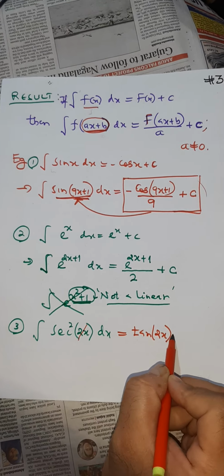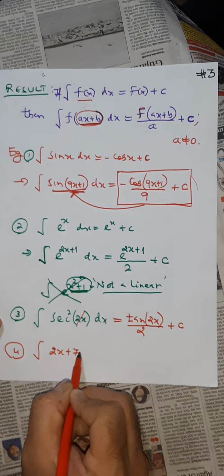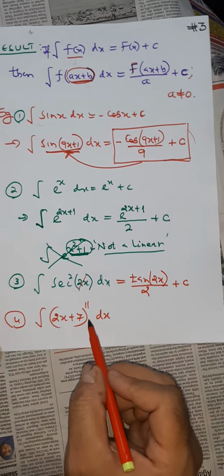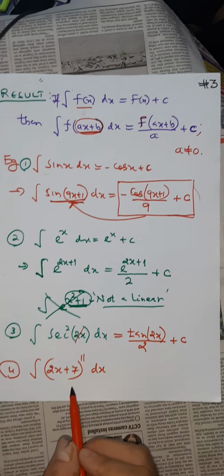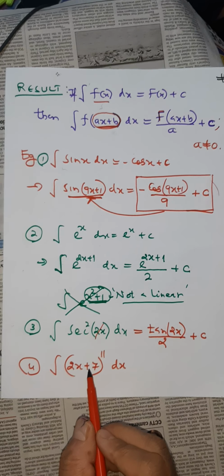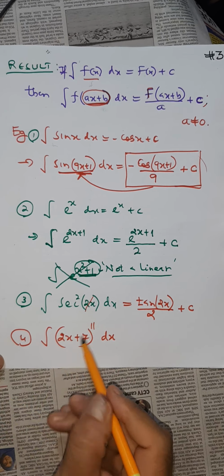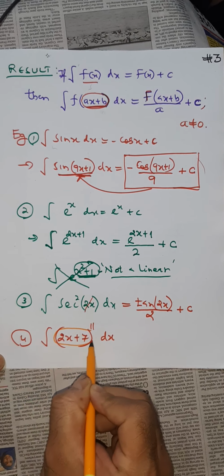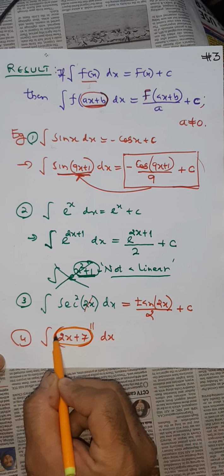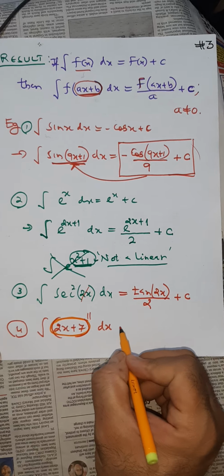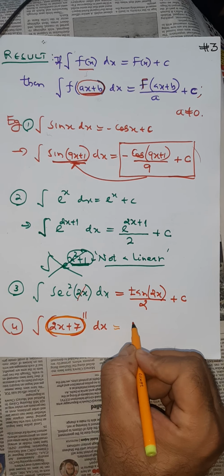Suppose I want to integrate 2x plus 7 whole raised to 11. Now what do we do? You see, the base function is a linear function, so you can imagine that as x. If you have linear, you can imagine as x. That's what this result says. So what's the integral of x raised to 11? X raised to 12 upon 12.